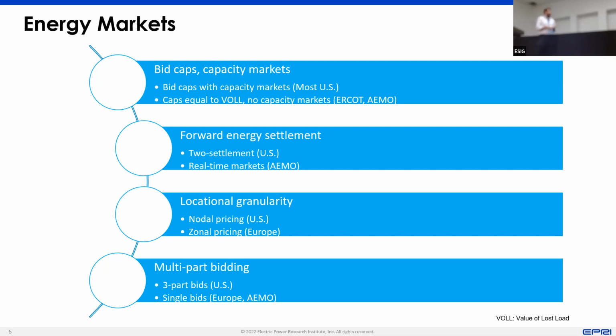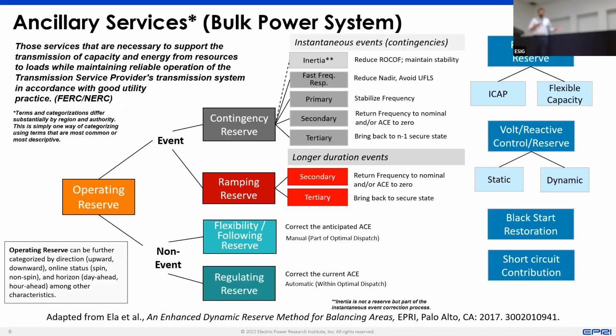Those 3 parts are included for at least every thermal resource participating in the market. In contrast, in places like Europe and Australia, they use single-part bids. So you have to factor in these other costs and include them in your per megawatt-hour offer that's being provided into the market. So those are a couple of characteristics of energy markets that I think are important to recognize, and how they differ across the world as well.